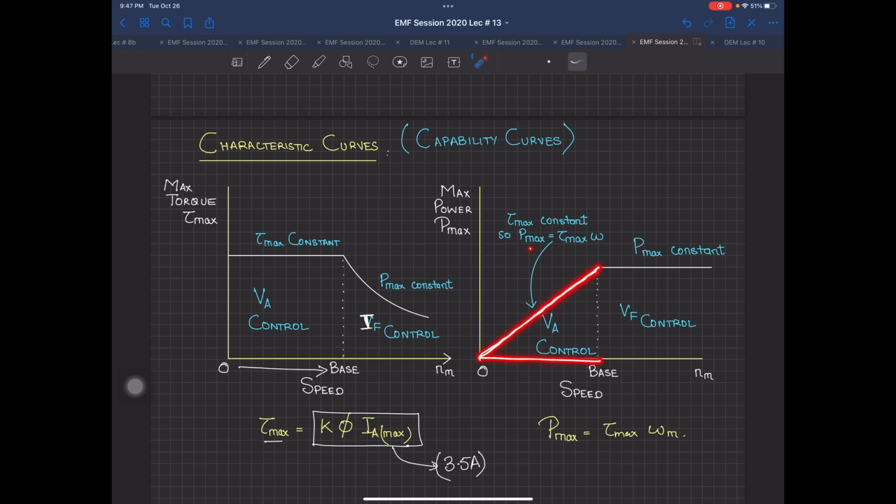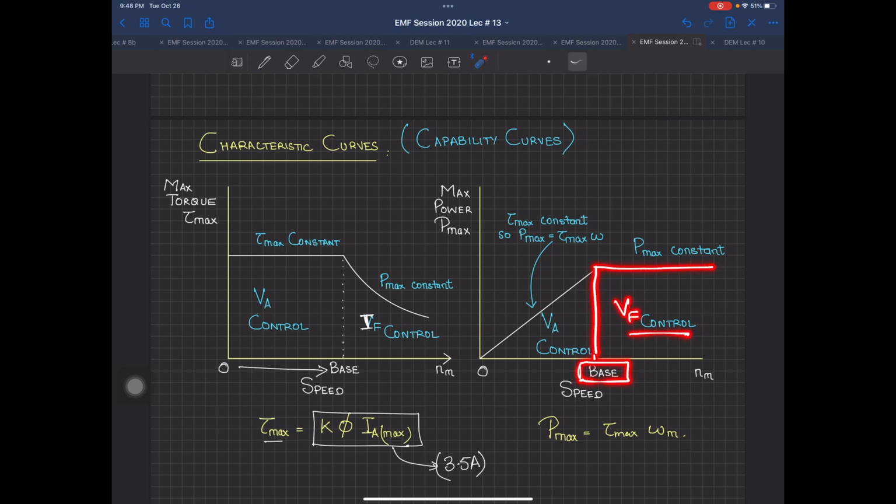So P max is equal to T max into omega, and T max is constant in this method. So when you are increasing your machine from 0 to base speed by using the VA control method, your maximum power is going to be increasing as you increase your speed, and it will go up to a maximum point at the base speed. But when you reach your base speed, that power will become constant. Why? Because now you are going to use the VF control.